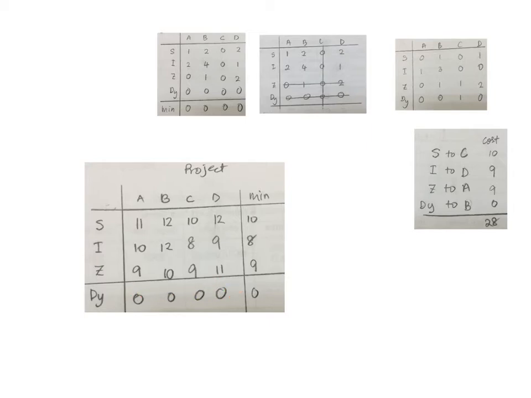So the first thing to do is we are going to identify the minimum value for each row. We can see that the minimum cost here is 10, and in this row the minimum cost is 8, and here the minimum cost is 9, and of course here the minimum cost is 0.